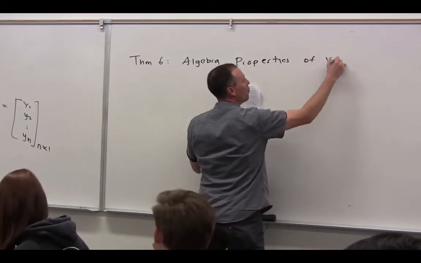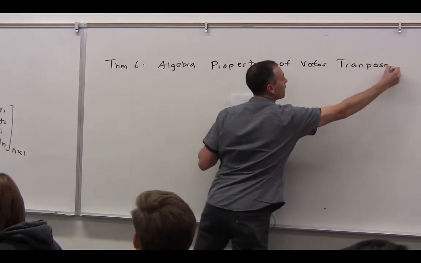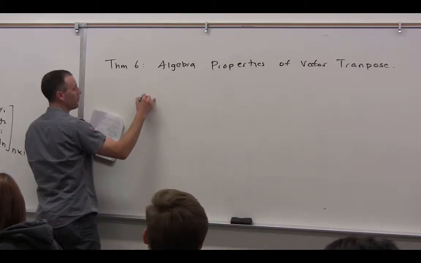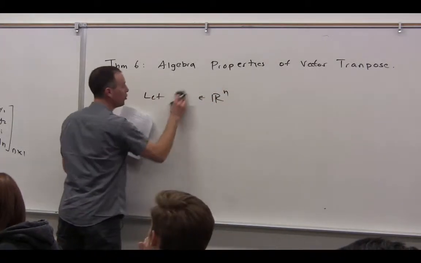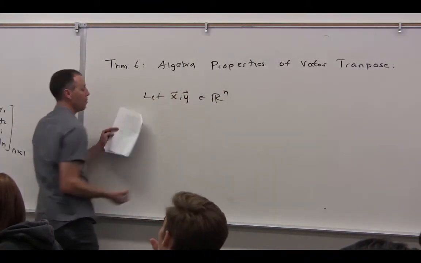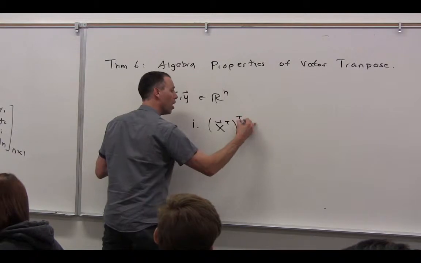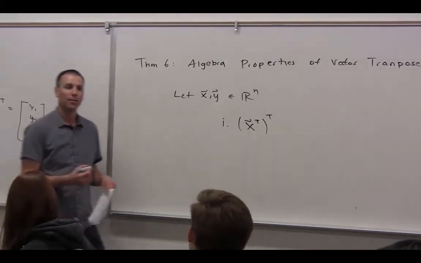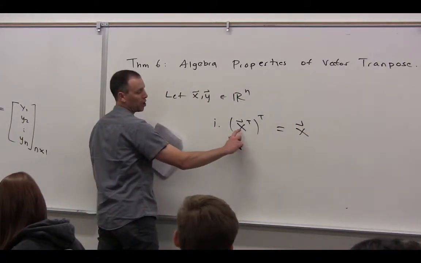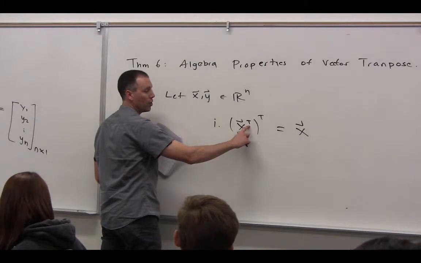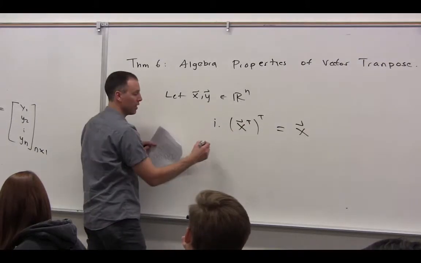All right, algebraic properties of vector transposes. Let x and y be elements of Rn. Could you guess what happens if I take the transpose of the transpose? It equals x. The first thing I would do is turn a column vector into a row vector. Then I would turn that row vector back into a column vector. So it must be back to the same thing.